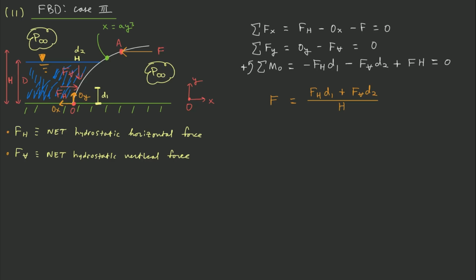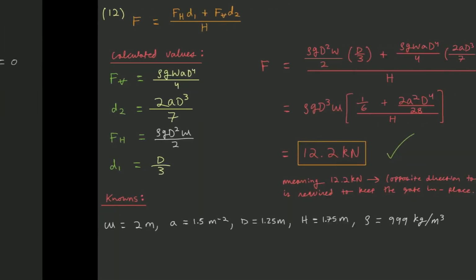So now we write our Newton's second law in x and y, and we write our sum of the moments about the hinge O, and all of these equations are equal to 0 because we have a static problem. What we end up doing is we find that F is equal to the quantity FH D1 plus FV D2, over H. We know what FH is, we know what D1 is, we know what FV is, we know what D2 is, and we know what H is. It's a given, so now we can find F. So let's plug in all those values.